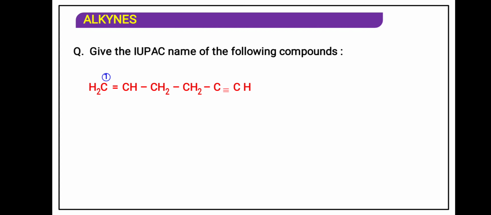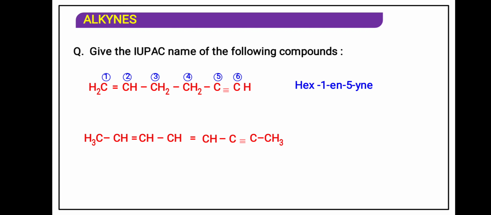Give the IUPAC name of the following compound. Now over here the triple bond is at the end, the double bond is at the end, and the triple bond is also at the end, terminal one. So the preference will be given to the double bond according to the preference list. A will not come because the same functional group is not repeated. 1-ene, 5-yne and 1-ene.